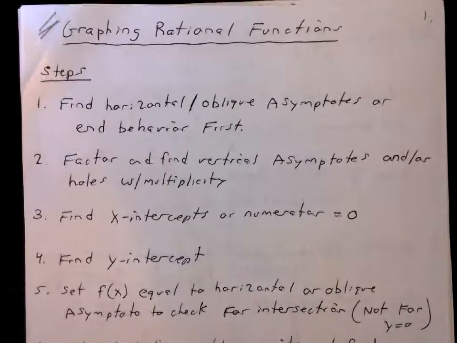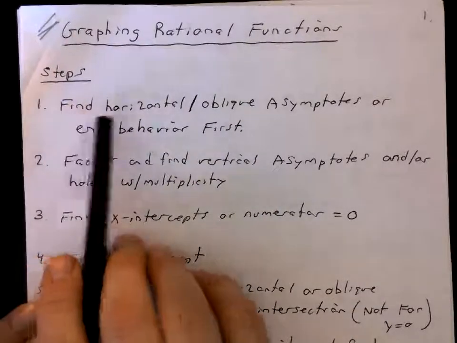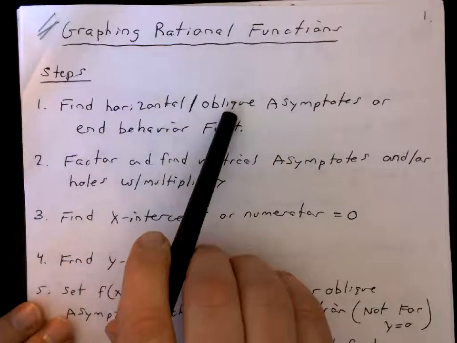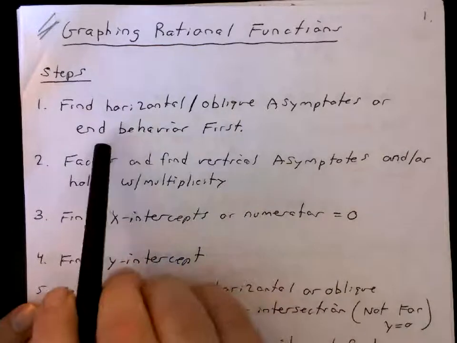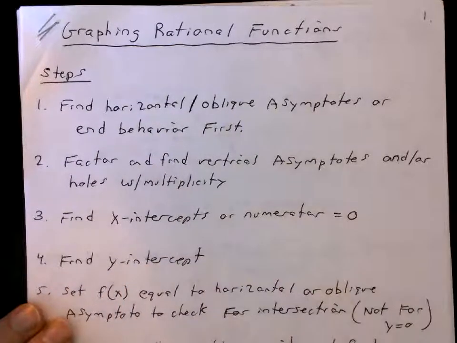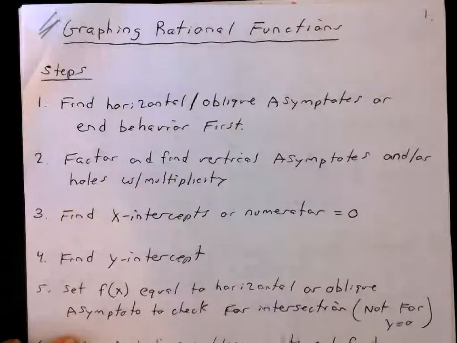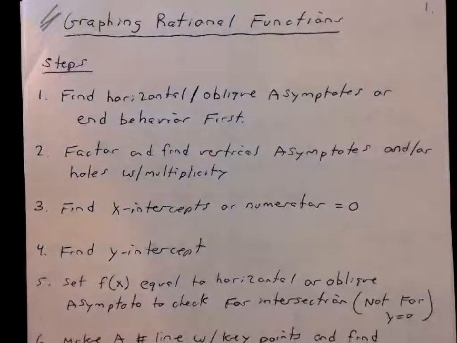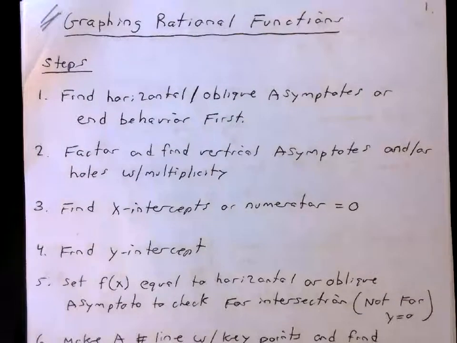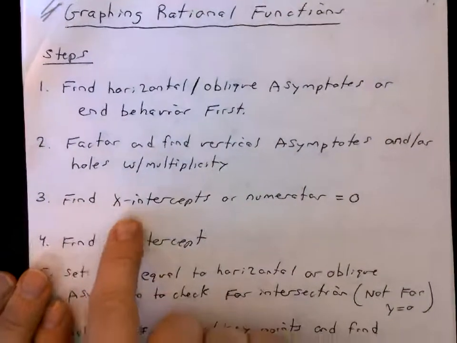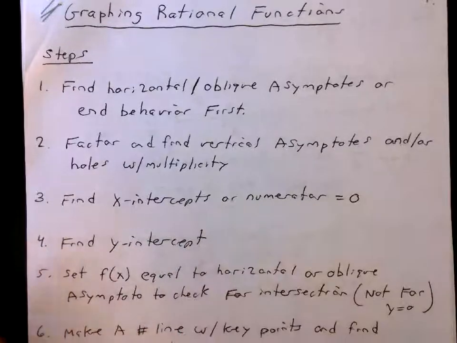Okay, graphing rational functions. There are 7 steps for us to follow to make this work in our favor. First off, find the horizontal or oblique asymptotes and end behavior first. Then factor and find vertical asymptotes. And sometimes you're going to have discrepancies, which we call a hole. The third step is to find the x-intercepts, letting the numerator equal 0.